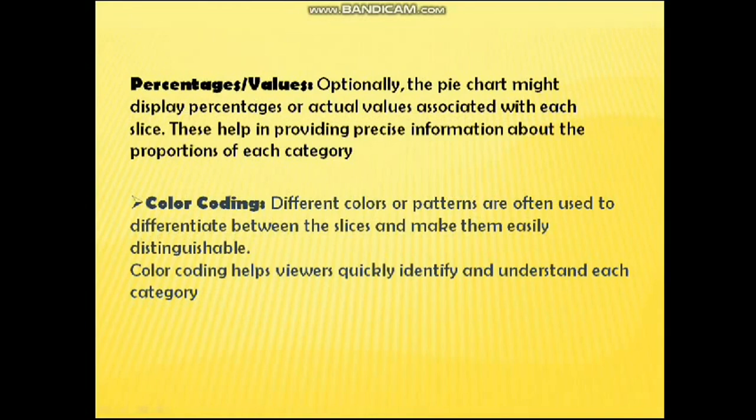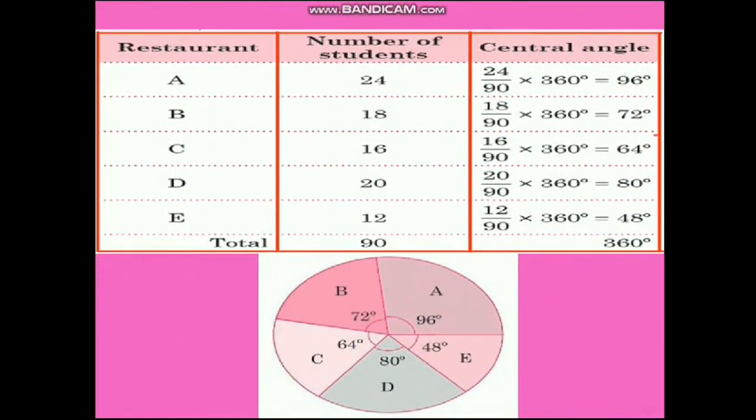Next, percentages or values. These are optional but super useful. Sometimes we add percentages or actual values to each slice. This helps us get precise information about the different categories and their proportions. And the last one, color coding. Different colors or patterns are used to make each slice stand out. This way it's easy to spot and understand each category without getting confused.